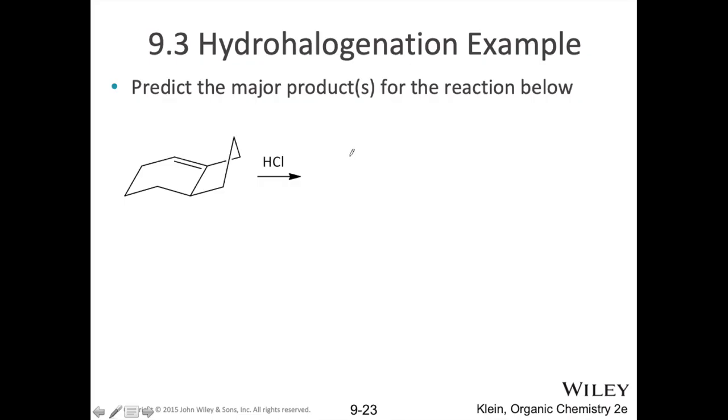Again, don't stress too much about problems like this. It's going to be a little bit tougher than something you would see on an exam, but this is kind of what it would look like. So let's say we kept this geometry here. In other words, the chlorine added down here, and that keeps this kind of equatorial.